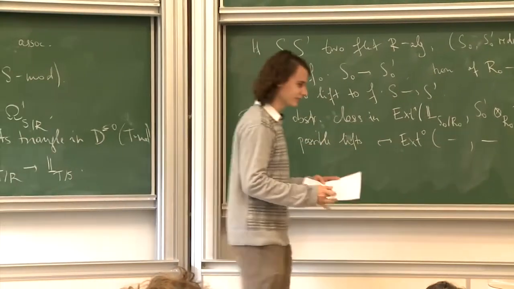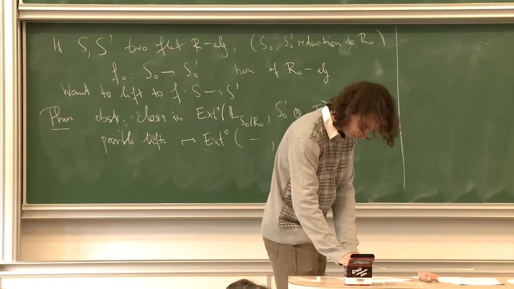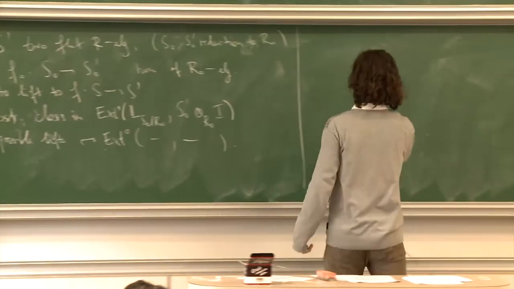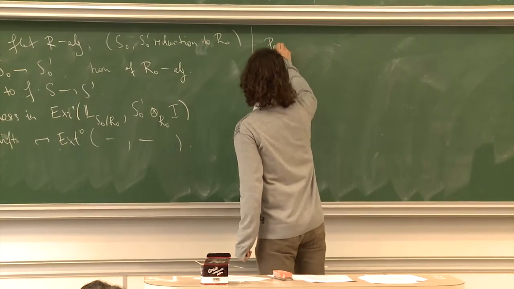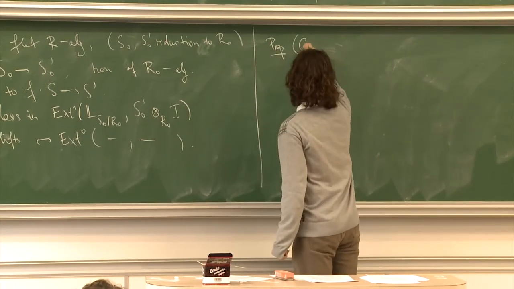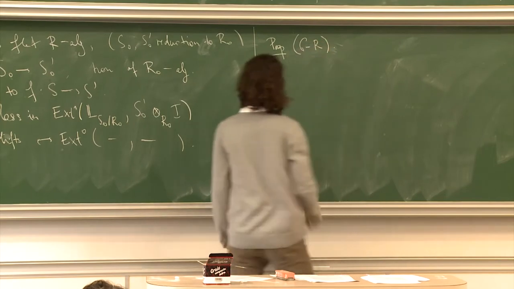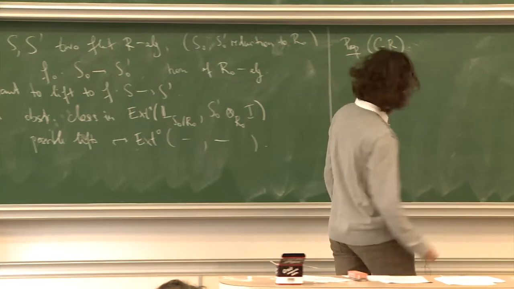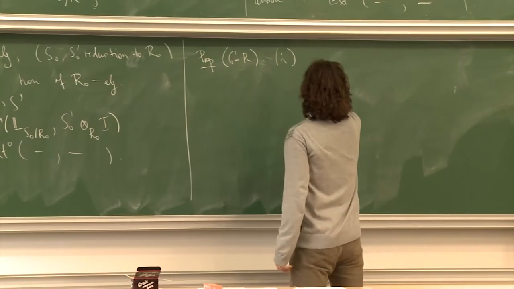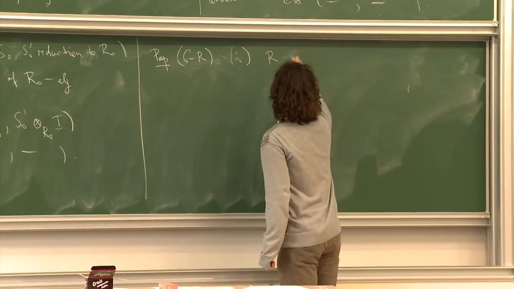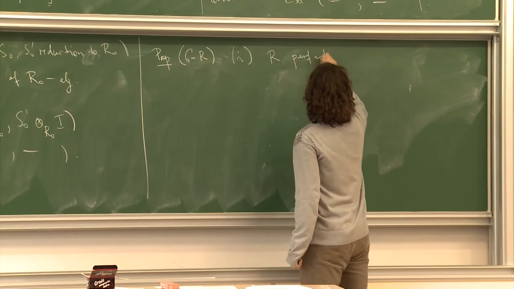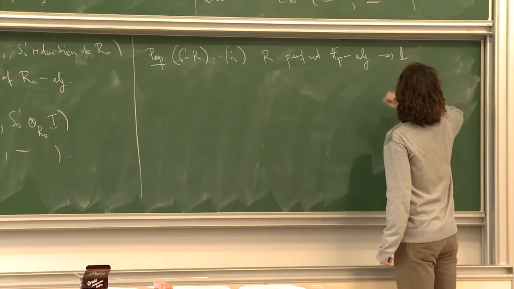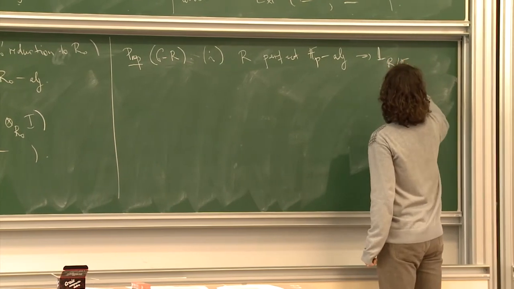And so it will be interesting for us to have a criterion for when the cotangent complex vanishes. And there's the following very nice proposition that I learned from this book of Gabber and Romero. I don't know whether this was observed before. There's the following very easy criterion: if R is a perfect F p algebra, then the cotangent complex of R over F p vanishes.